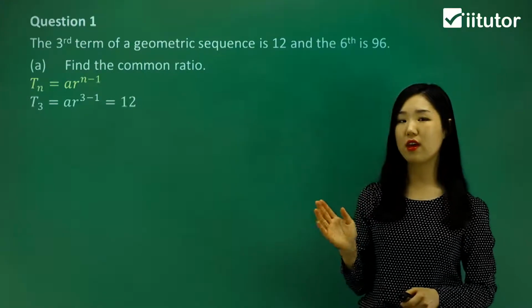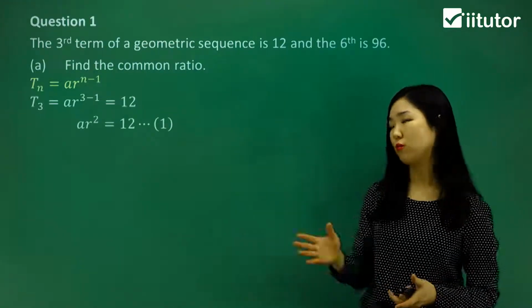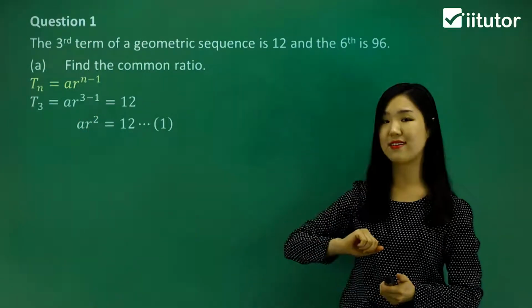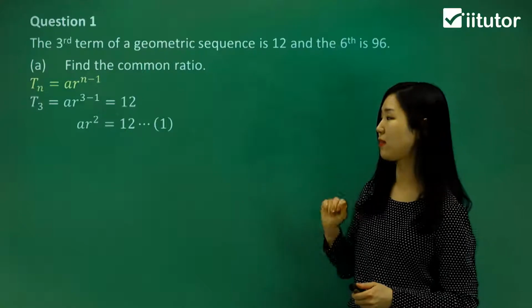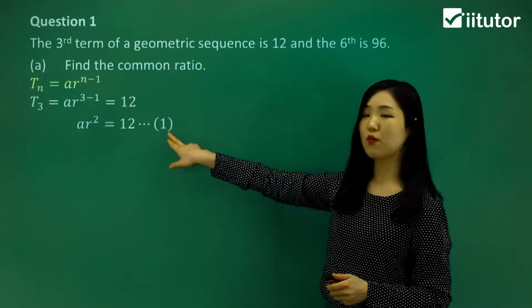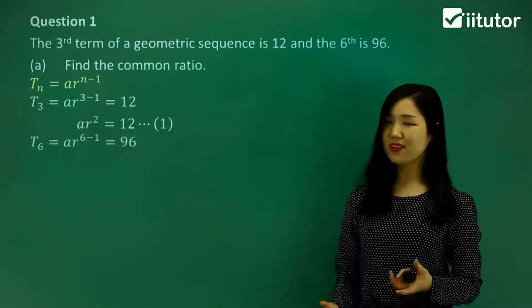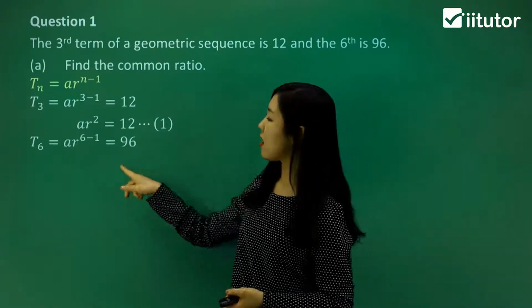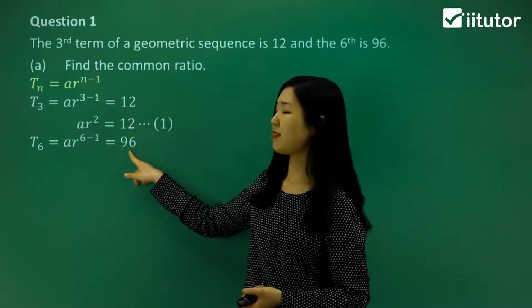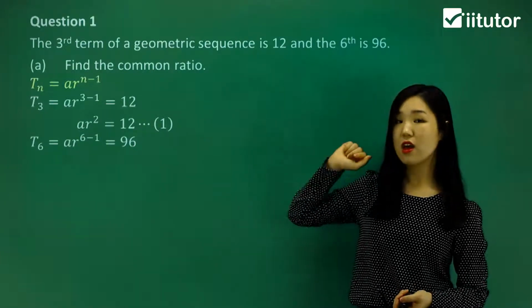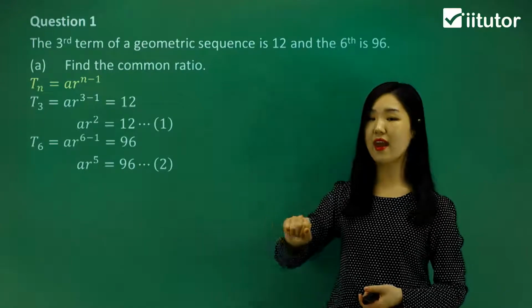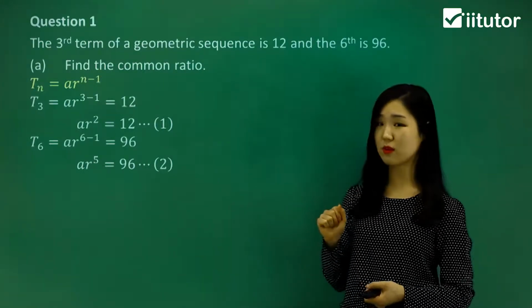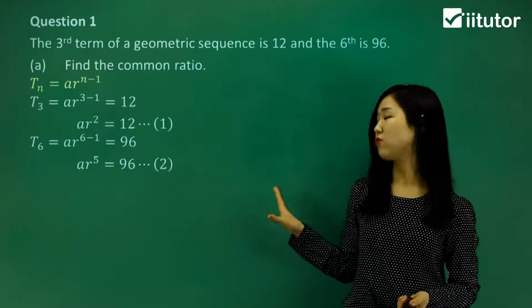Now let's use the next bit of information. I'm just going to simplify this, of course. 3 minus 1 is 2, so a r squared equals 12. Let's just keep it like that. We can't do anything further now. So that will be our equation 1. Now let's put in the next bit of information. The sixth term is 96, isn't it? So I replace the n with 6, and you can see that's equal to 96 as they tell us. So 6 minus 1 is 5, so a r to the power of 5 equals 96. The power is 5. And again, we can't do anything further now, so I'll just leave that as equation 2.